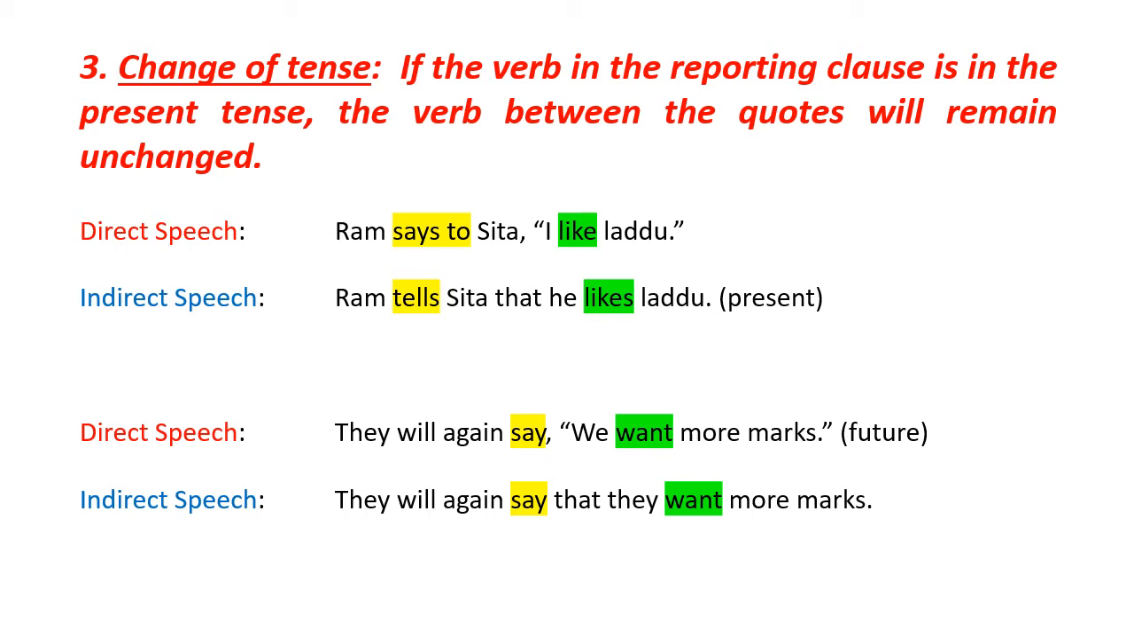Let's see these examples again. First one, Ram says to Sita, I like laddu. In indirect speech or reported speech, Ram tells Sita that he likes laddu. These sentences are in simple present tense. Second example, they will again say, we want more marks. In indirect speech, they will again say that they want more marks.